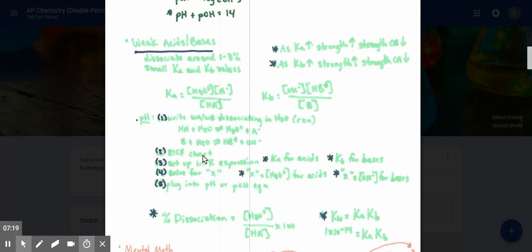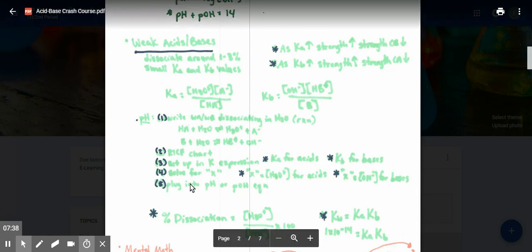The second thing is I set up my ICE chart. So that's where I have the concentration. Remember, water is never included. You have 0 of both of these, plus x, and go from there. Once you set up your ICE chart, you can plug that into your K expression. Remember to use Ka for acids, Kb for bases.